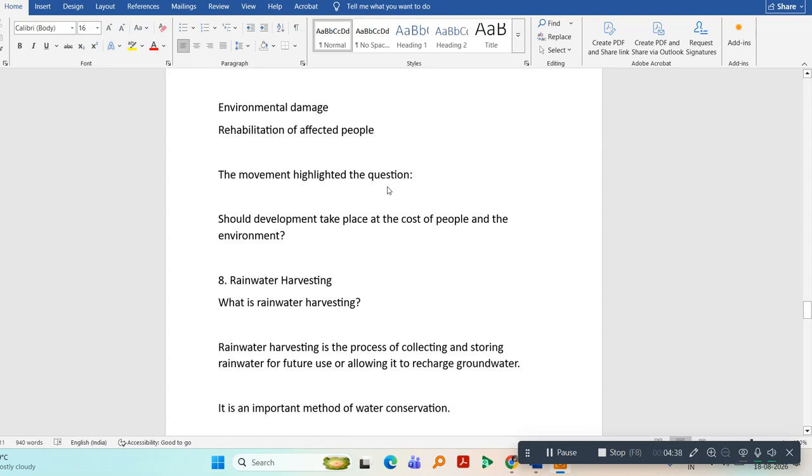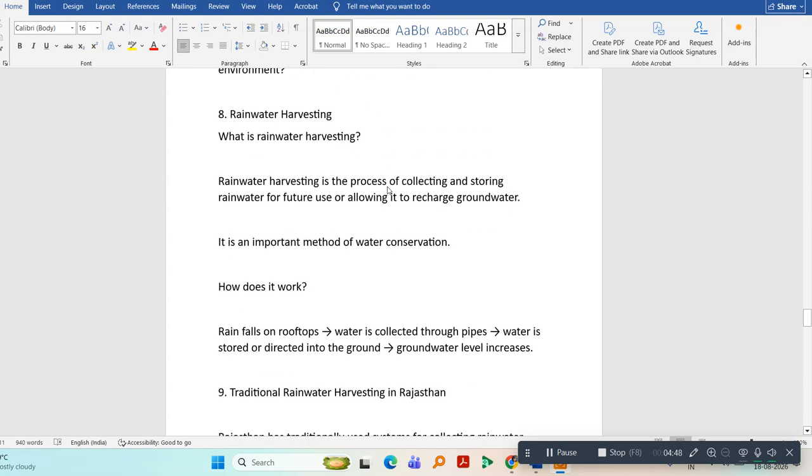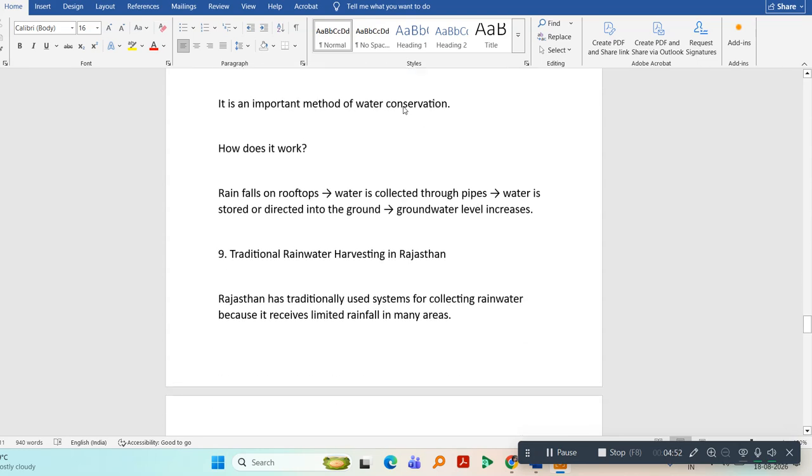Now let's talk about rainwater harvesting. It is the process of collecting and storing rainwater for future use or allowing it to recharge groundwater. It is an important method of water conservation. How does it work? Rain falls on the rooftop, water is collected through pipes, water is stored or directed into the ground, and the water level increases.